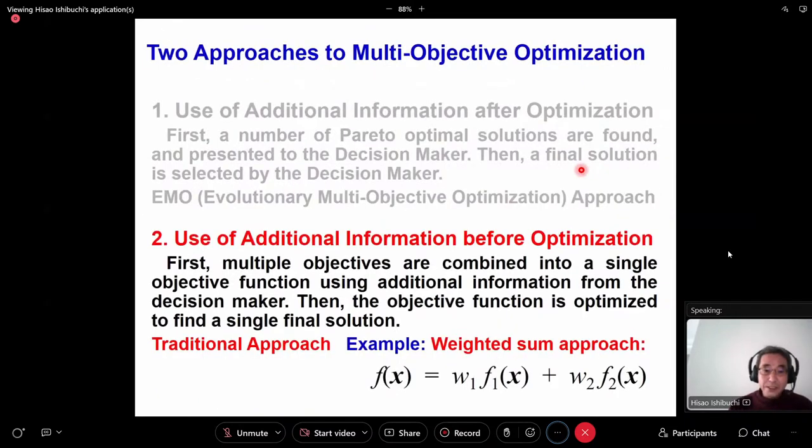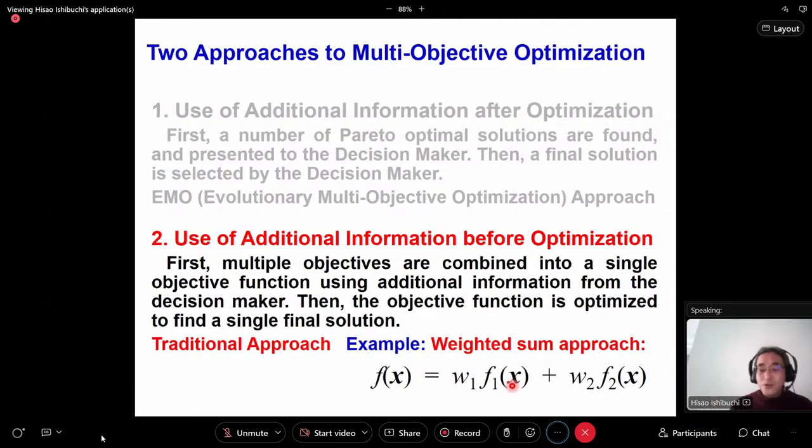Another approach is the use of additional information before optimization. First, we ask the decision maker to show their preference. Multiple objectives are combined into a single objective function using additional information from the decision maker. So the first step is to create a single objective function. Here we show the weighted sum approach as one example. Then after that, the objective function is optimized to find a single final solution.